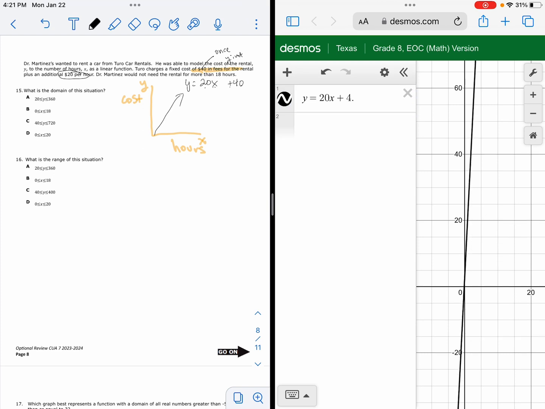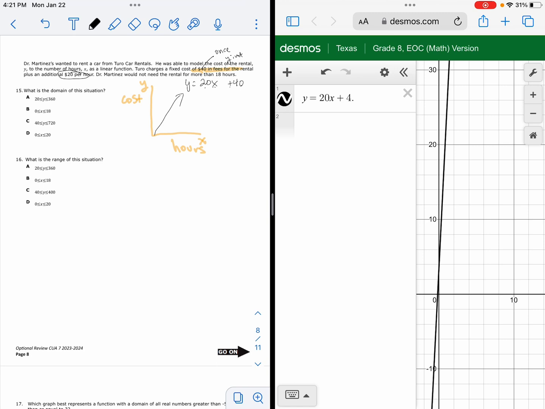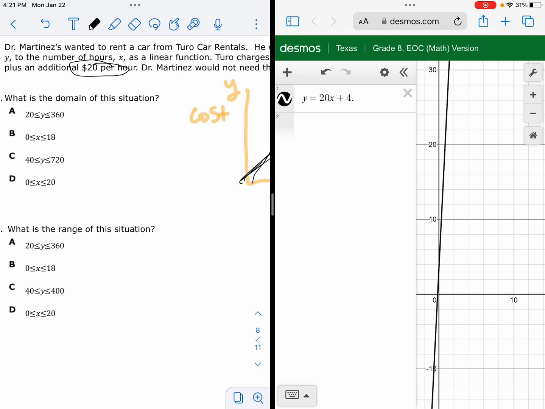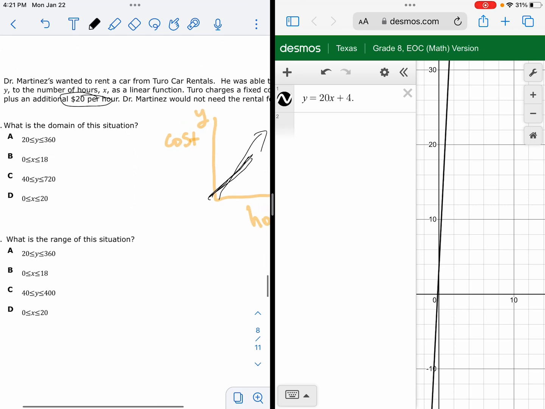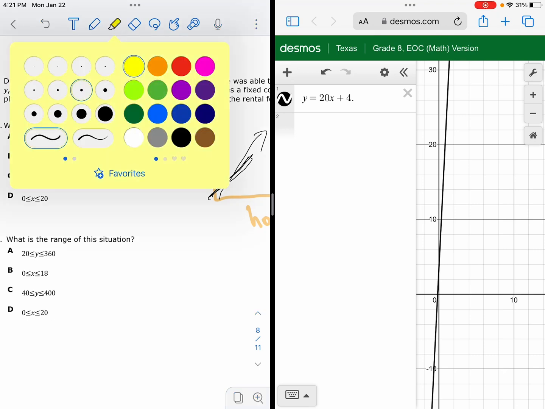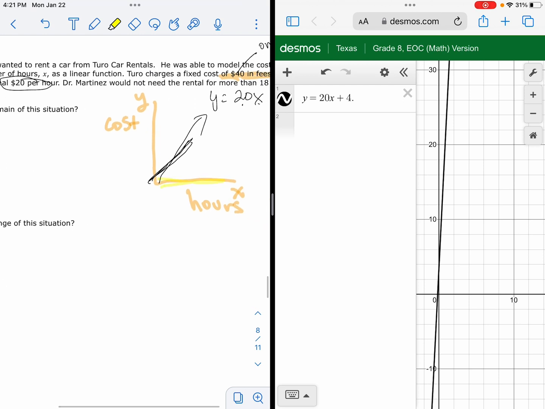Okay. And so my smallest amount, and I really shouldn't go down to the origin, the smallest amount that you're going to pay based on this model is $40. So I'm going to come use a different color highlighter. Here's my x-axis. Let's go do my domain. And then I'm going to do my range second.